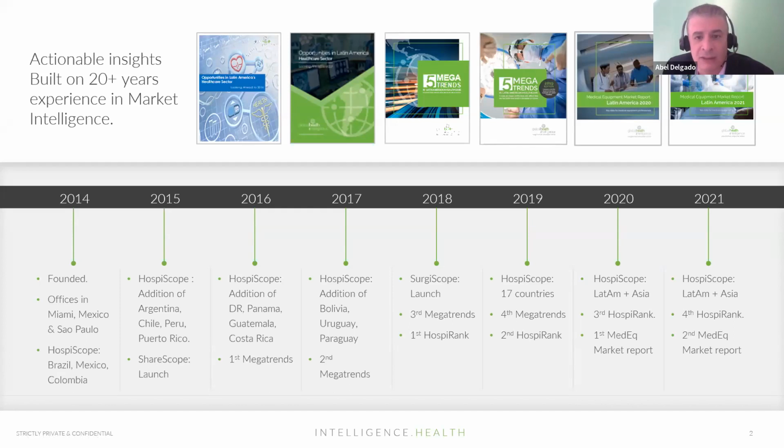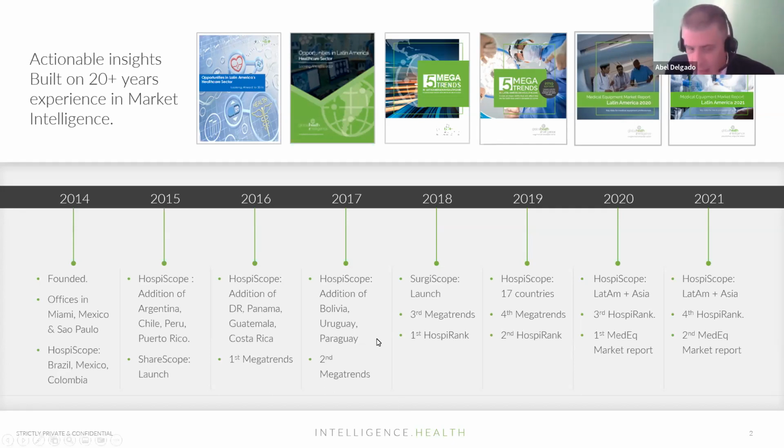So this basically gives the timeline of the company itself over the past few years, starting with its inception in 2014. And over time, we've also released a number of different thought leadership pieces. You can see the covers of some of those up above, like the Megatrends report. And also we produce HospaRank, which is an annual ranking of the best equipped hospitals in Latin America. And of course, we also produce the medical equipment market report. We're actually using some of the findings from that particular report to power the presentation for today. And we'll tell you a little bit more about that report and what it offers.